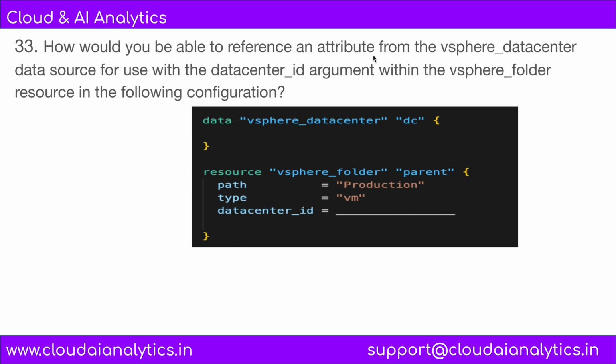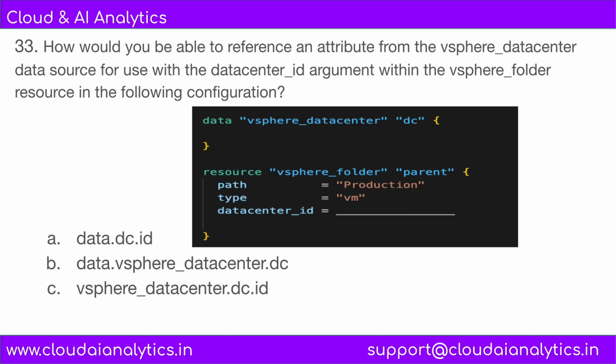How would you be able to reference an attribute from the vsphere_datacenter data source for use with the datacenter_id argument within the vsphere_folder resource in the following configuration? Just take a look at this image. Now we will discuss the options. Option A, data.dc.id. Option B, data.vsphere_datacenter.dc. Option C, vsphere_datacenter.dc.id. And option D, data.vsphere_datacenter.dc.id. Now pause the video, go through the question, go through the options and then come up with the answer.